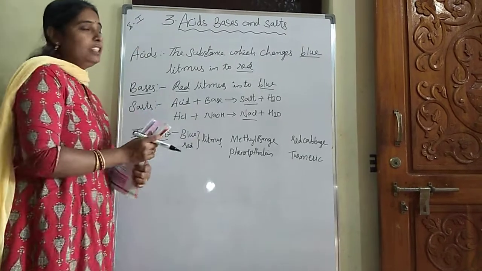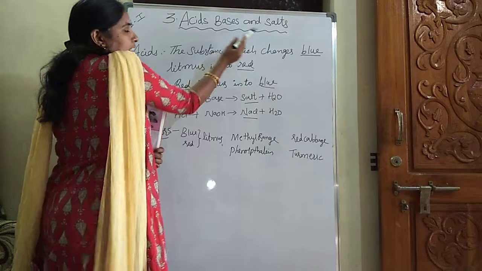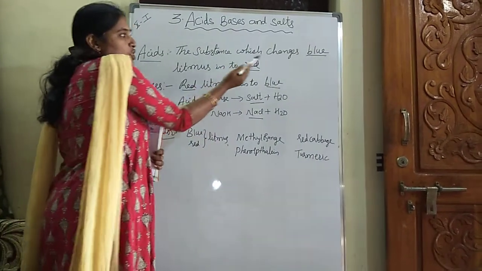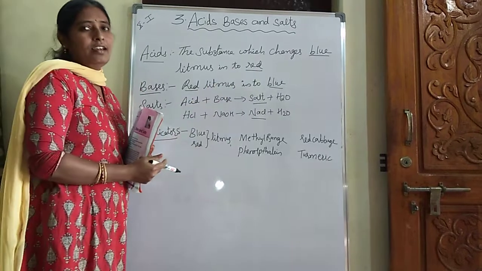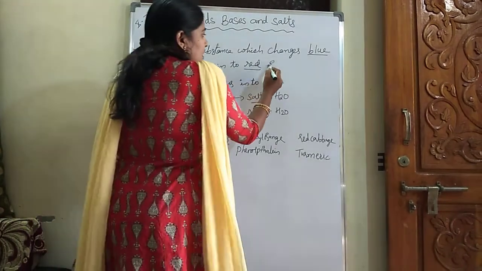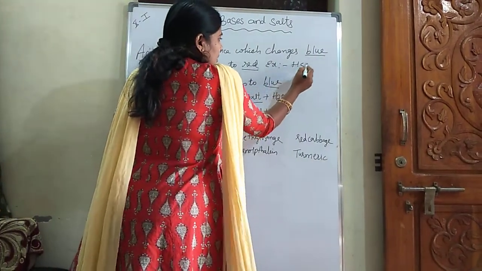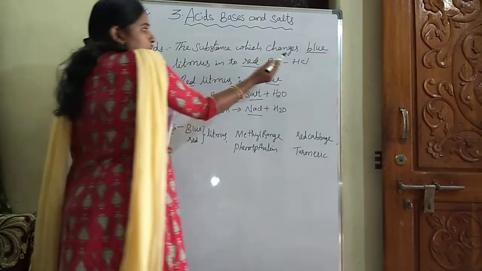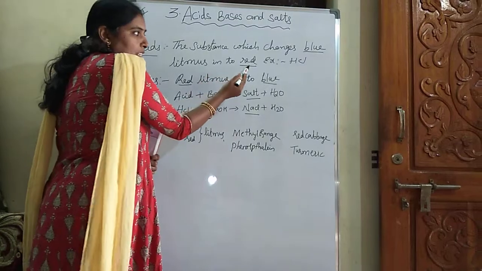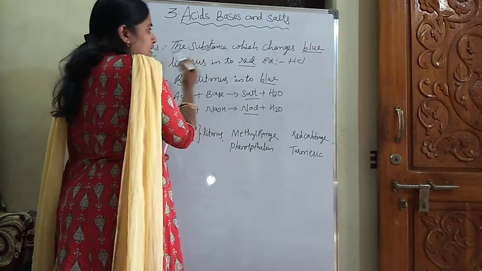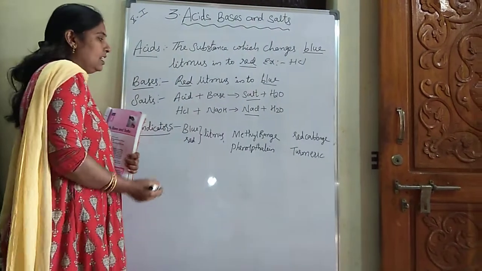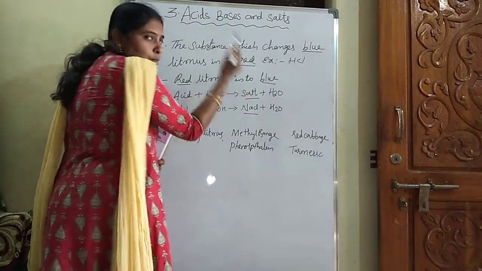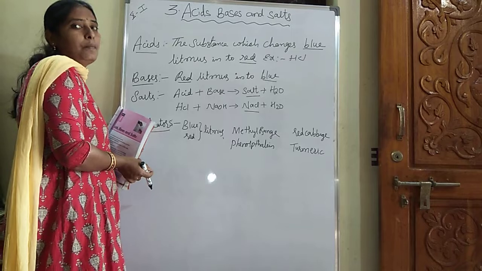I am going to teach today the third lesson, that is acids, bases and salts. What are acids? The substance which changes blue litmus into red is said to be an acid. Example here, HCl. HCl is nothing but hydrochloric acid. Once again, the substance which changes blue litmus into red is known as an acid. Example is HCl. Bases: the substance which changes red litmus into blue is said to be a base.